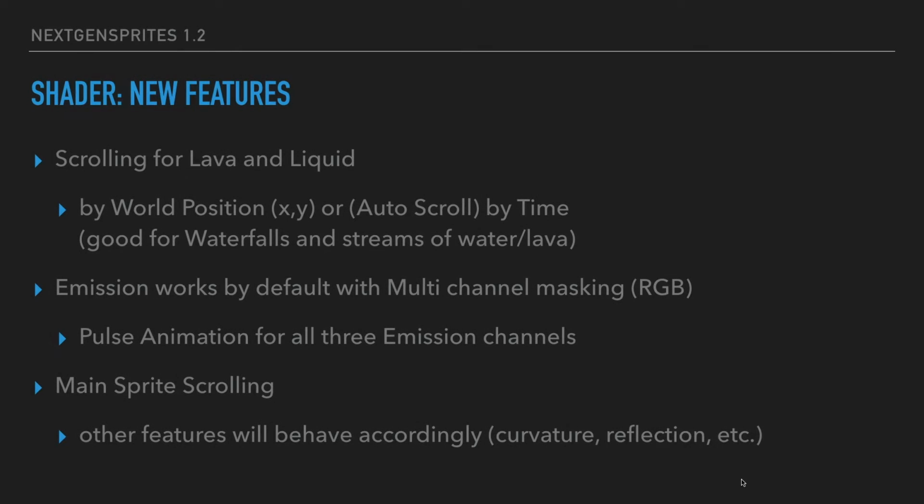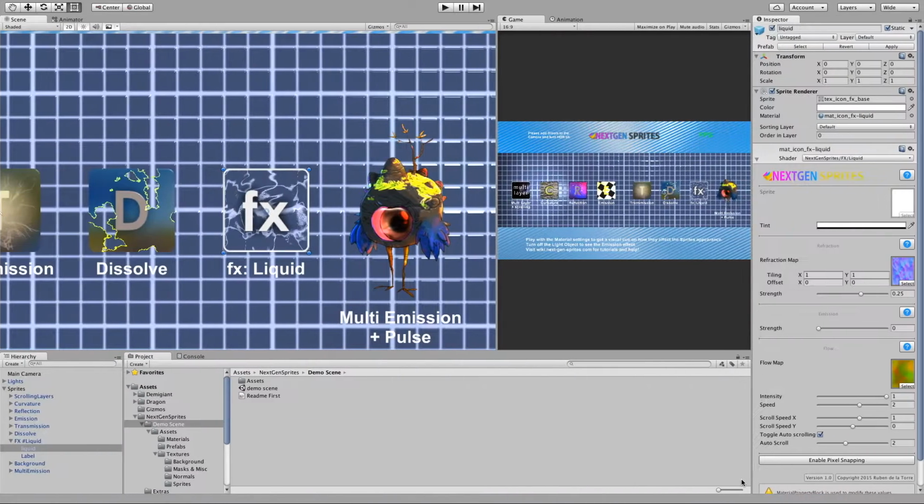There are many new features and changes to cover, so let's move on step by step and see what we have. So, scrolling for lava and liquid. This can happen either by the world position or auto-scrolling by time. And this is a really good feature for example for waterfalls and also streams of water and lava. So let's move to Unity and see how this works.